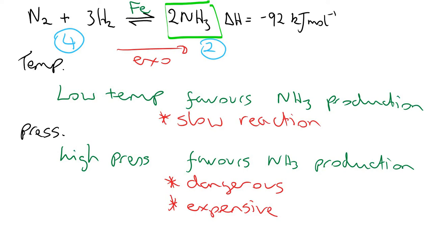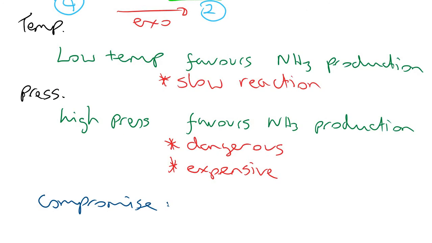So compromises are reached. And the compromise conditions are around 500 degrees Celsius for temperature. That will increase the speed of the reaction. 200 atmospheres pressure, which is high but not too high. And an iron catalyst is used just to speed up that reaction as well. It speeds up the process at which equilibrium is reached.